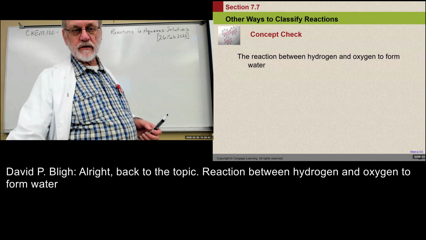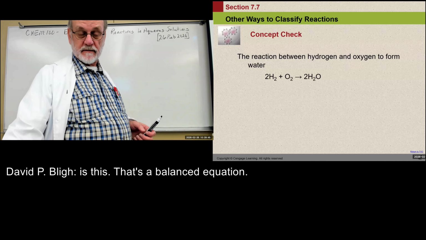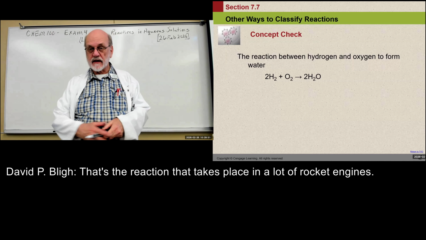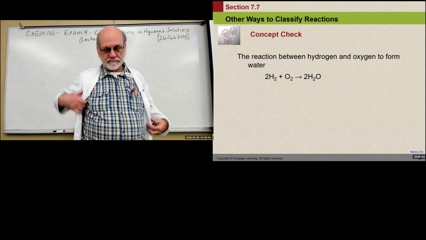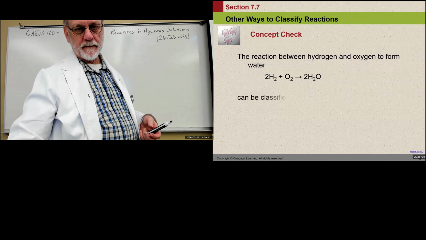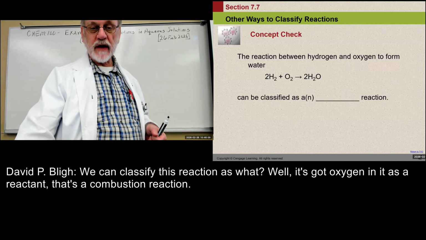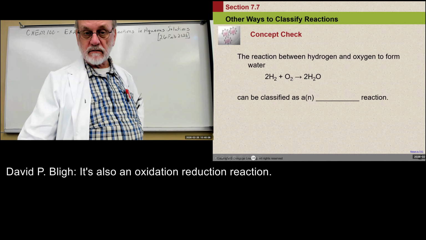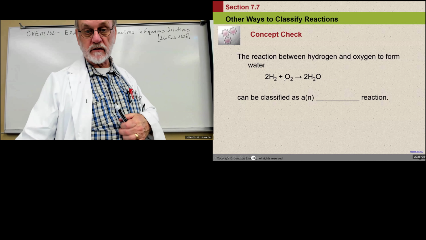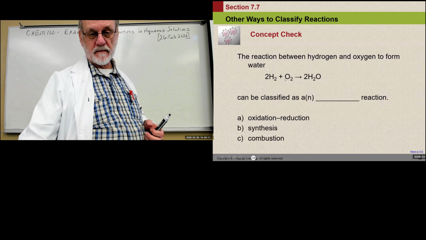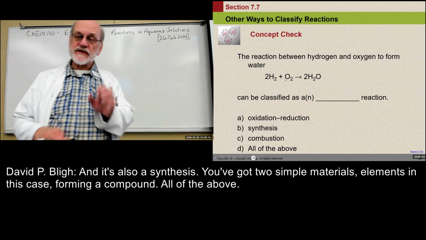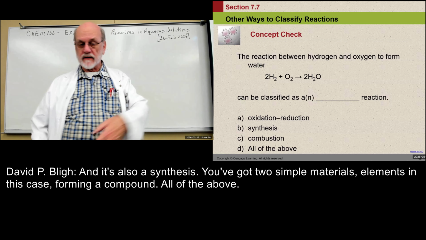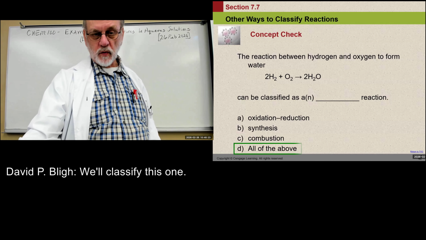Reaction between hydrogen and oxygen to form water is this. That's a balanced equation. That's the reaction that takes place in a lot of rocket engines. We can classify this reaction as what? Well, it's got oxygen in it as a reactant. That's a combustion reaction. It's also an oxidation reduction reaction. And it's also a synthesis. You've got two simple materials, elements in this case, forming a compound. All of the above will classify this one.